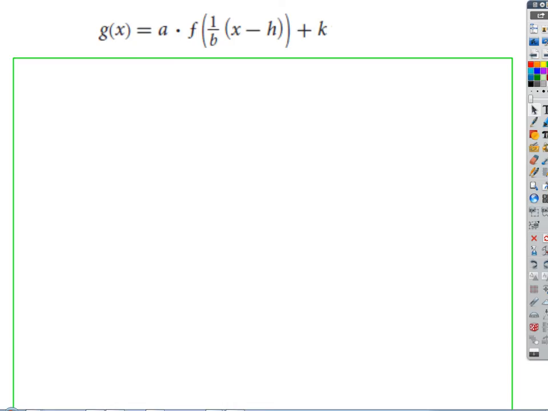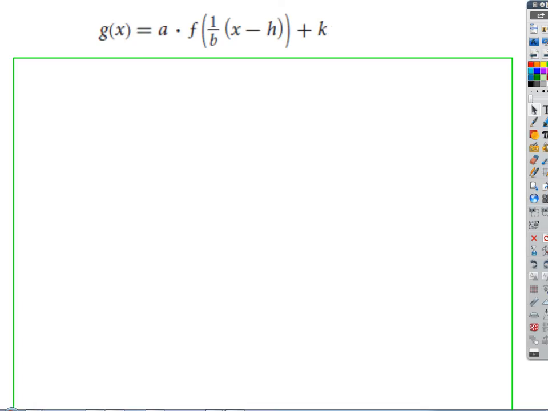Which of those parameters up there is going to control how far we shift a graph horizontally? H is, right? The number that's being subtracted from x tells us how far we're shifting the function left or right. If h is positive, we're shifting it to the right. Negative, we're shifting it to the left. Which one of those parameters controls how far we're shifting the graph up or down? K does, right. The number we add to the end. Positive goes up, negative goes down, right?